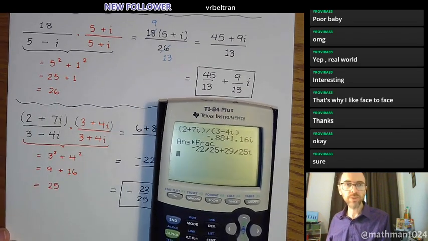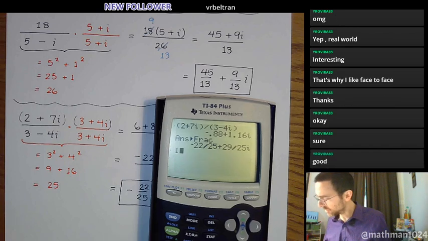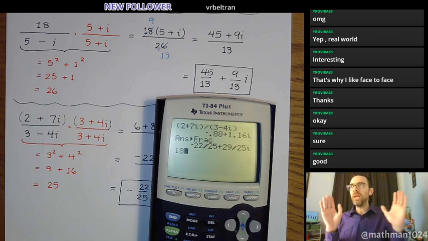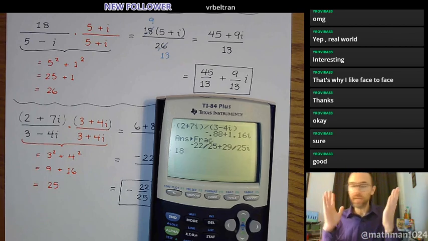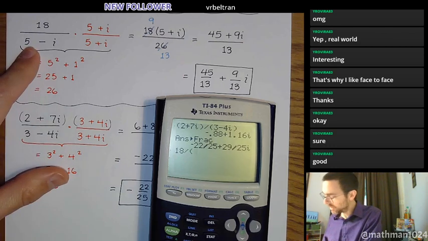If we look at the problem that we did before this one, 18 over 5 minus i. Now 18 doesn't need to be in parentheses because it's just that single term. If you want to put it in parentheses, it's going to be fine. Okay, no one's going to get mad at you. Dividing by parentheses, because of the group, 5 minus i.